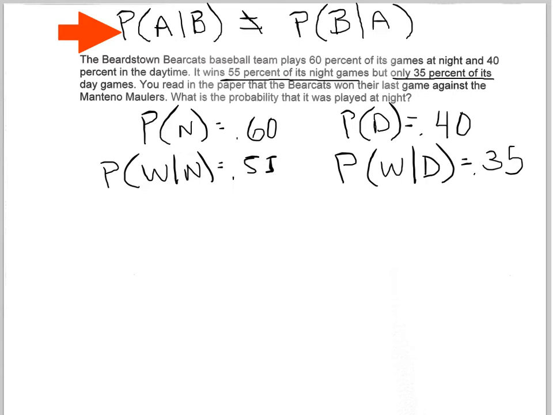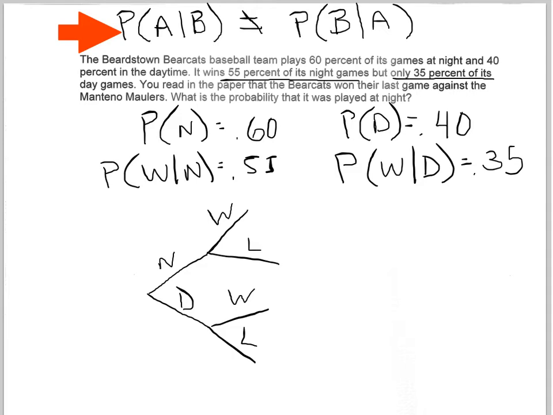What I want to do here is bring back the tree diagram that we talked about earlier. So I know that the Bearcats have two choices, either a night game or a day game. From the night game, they can either win or lose. From the day game, they can either win or lose. Those are the only possibilities. This W up here would represent the probability of them winning given there was a night game.